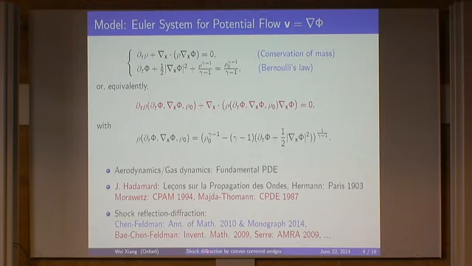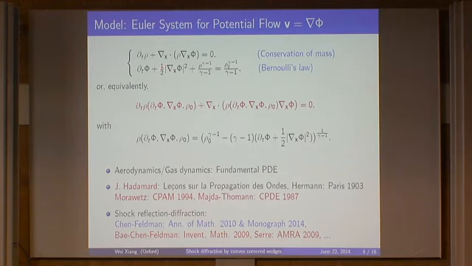Sorry, how do you get this equation from the other? Which equation? This one? These two equations are equivalent to the system? Yeah, equivalent to the Euler system. You want me to show how to derive this from the Euler system? No, from this one, you see, these two, how do you get the wave equation?